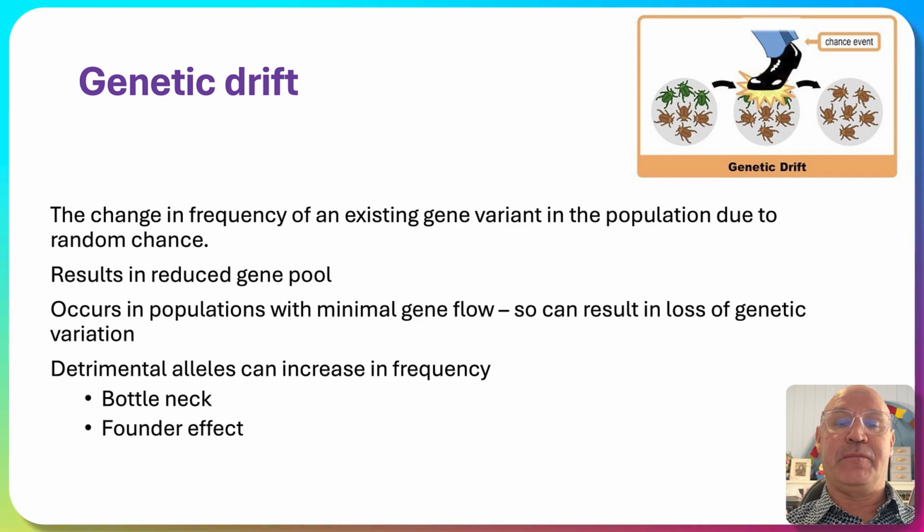Now, genetic drift is where we have a change in the frequency of existing alleles due to random chance. You imagine it might be something like a natural disaster, the introduction of a predator might be hunting, for example. And what we see is we get a reduction in the size of the gene pool. And so that has a negative impact because there's a loss of variation. There's 2 specific examples that we're going to talk about, bottleneck and the founder effect.